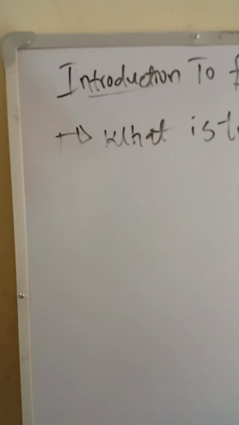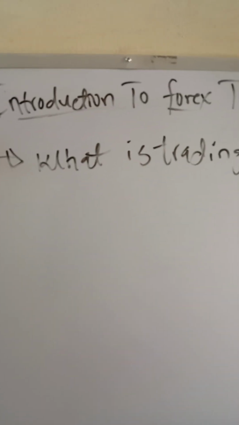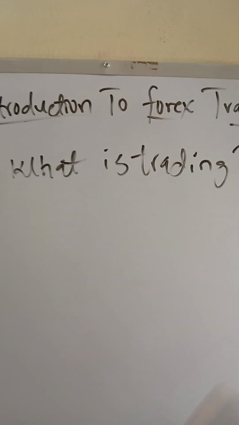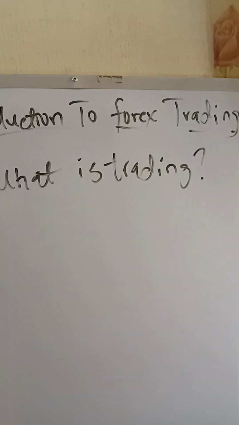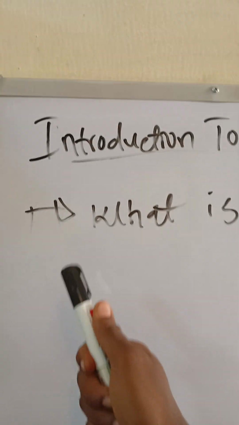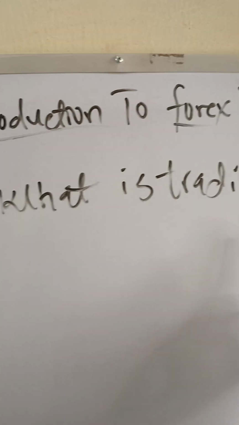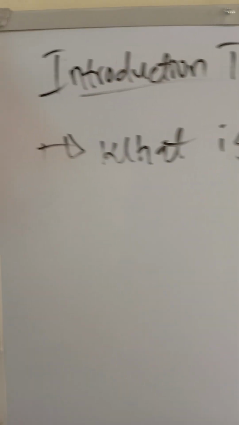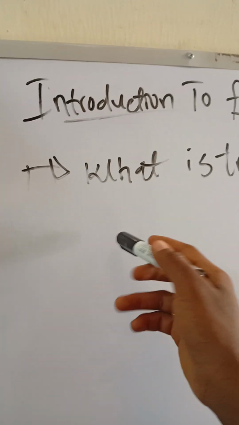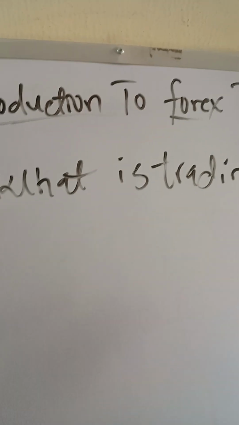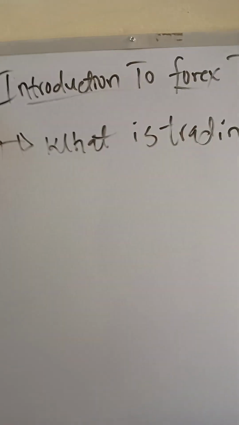Trading is the exchange, or the buying and selling, of one thing for another. For instance, maybe you are trading gold to get cash, to get money, or you are buying something and selling something else. That's just trading. You are exchanging one thing for another.